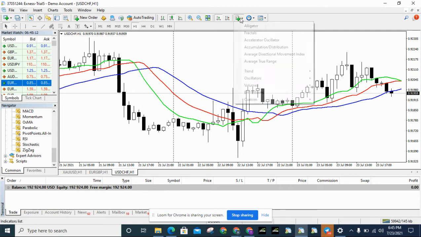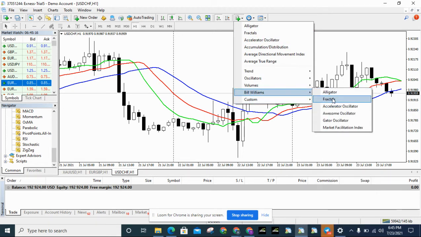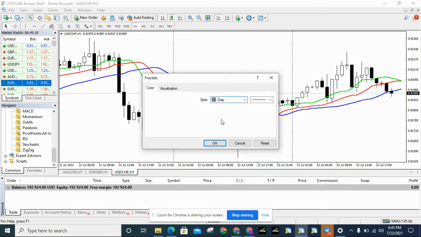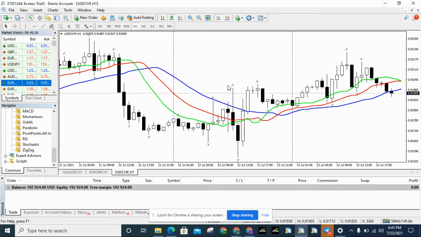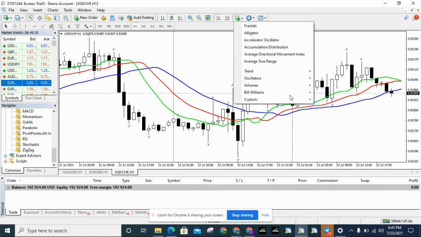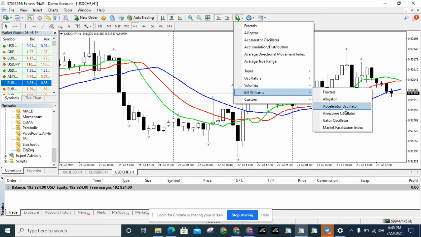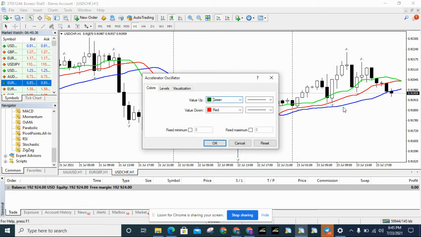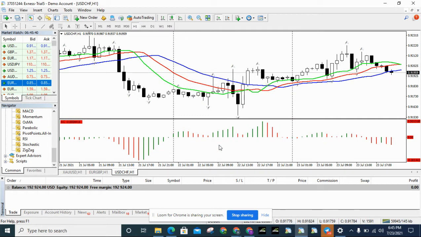Then what next? I come to Bill Williams again, fractals. So this is my fractals. I leave it like that. Then I add it. This is the fractals here. And this is the accelerator oscillator. I add it as well to my chart. So good. This is what I use to enter trades. I don't use anything else apart from this.